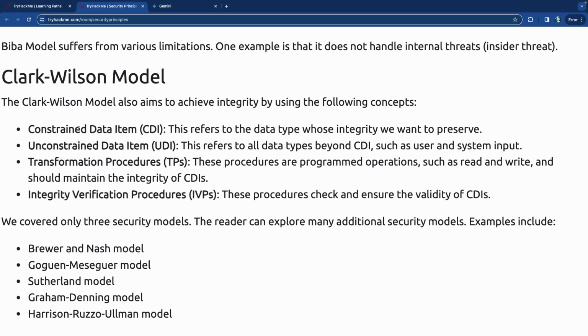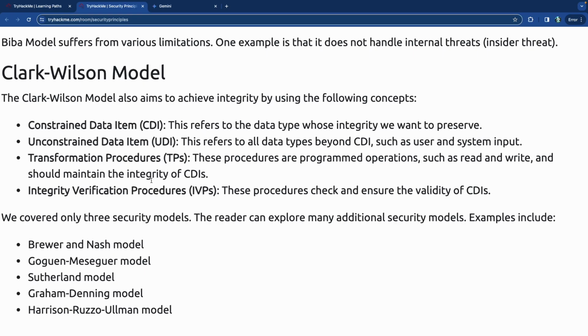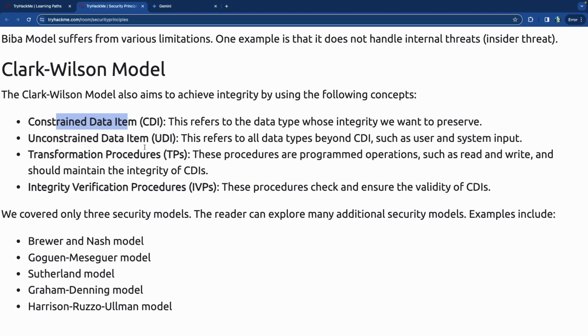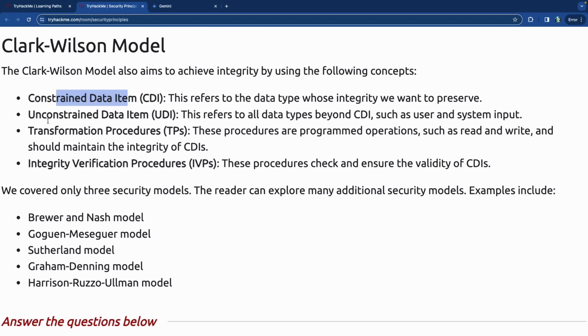So constrained data item refers to the data type whose integrity we want to preserve. Unconstrained refers to all data types beyond CDI, such as user and system input. Transformation procedures are programmed operations such as read and write and should maintain the integrity of the constrained data items. Integrity verification procedures check and ensure the validity of the constrained data item.